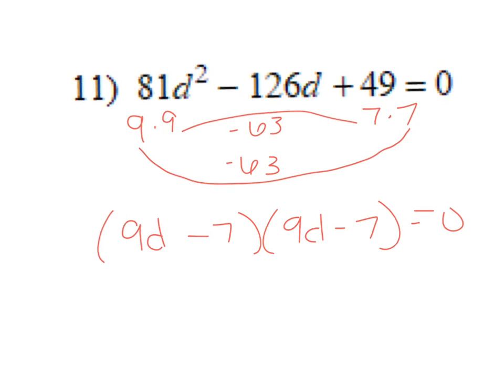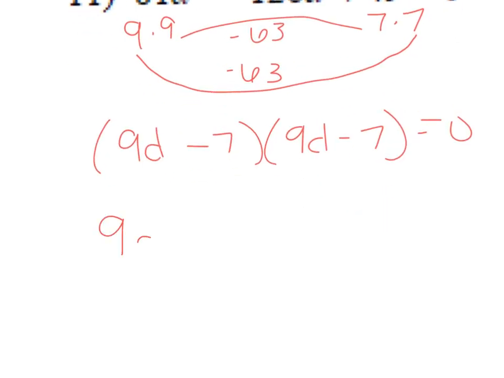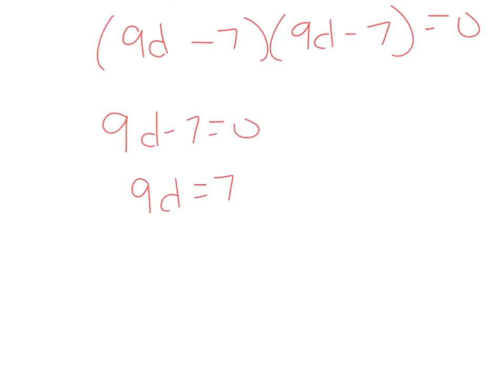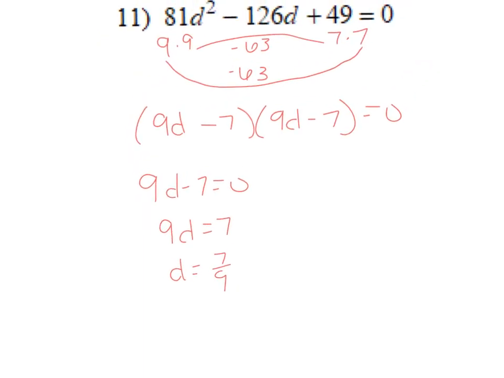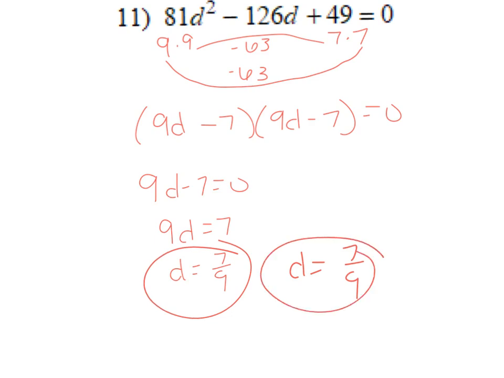Okay, now set each one equals 0 and solve. So 9d minus 7 equals 0. So I'm going to get 9d equals positive 7. And then when I divide, I end up with 7/9. Now, in reality, you have two solutions here. It's just this solution happens to be the exact same thing. So I don't care if you just write it down once or if you give me two of them. Okay, you still have two answers. It just happens to be the same number in this case.